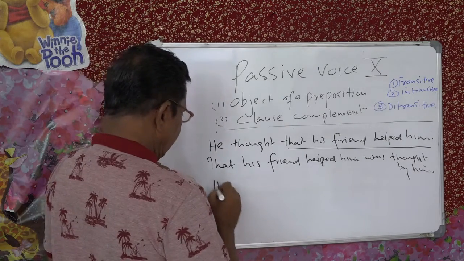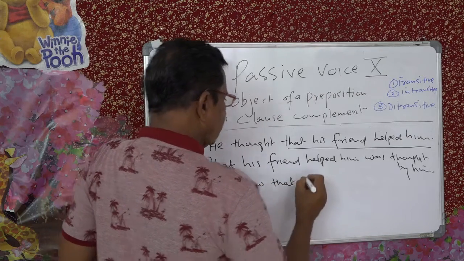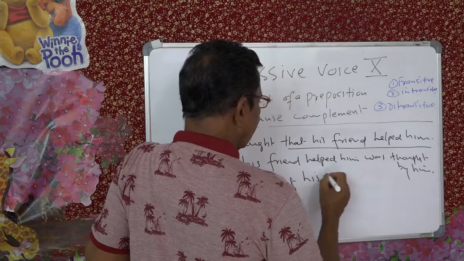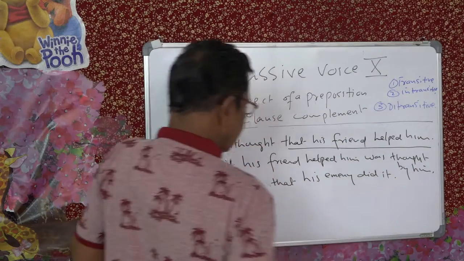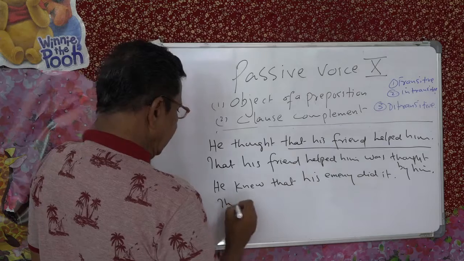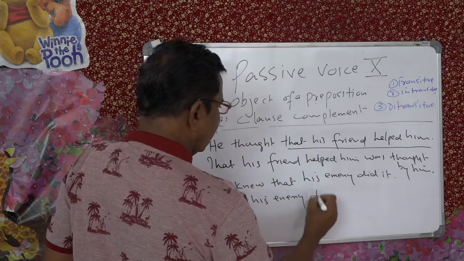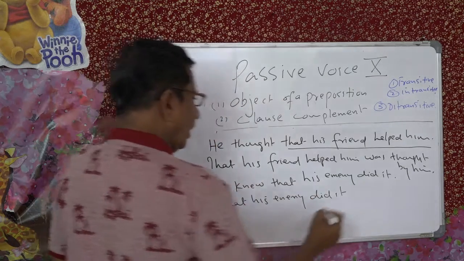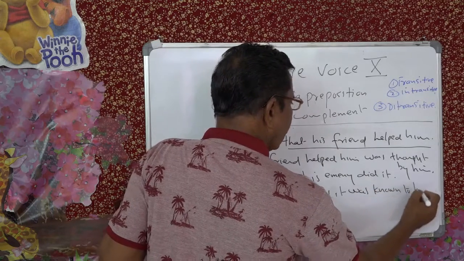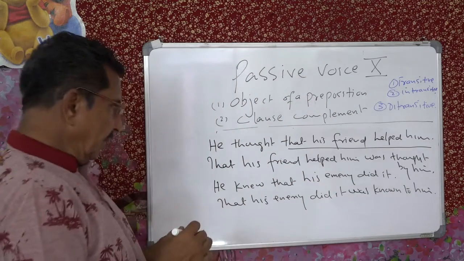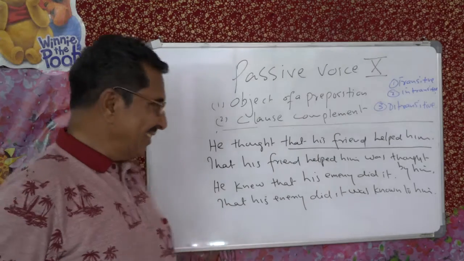Or again another sentence. He knew that his, let's say, his enemy did it. So the passive will be: that his enemy did it was known to him. See that? That his enemy did it was known to him. Clear? Yes. There you are.